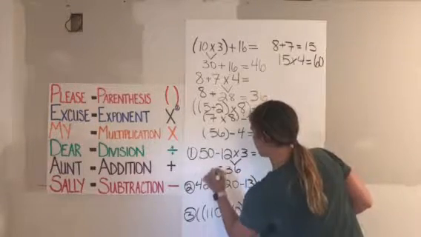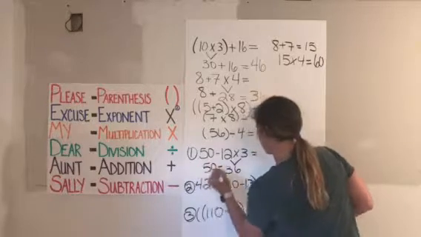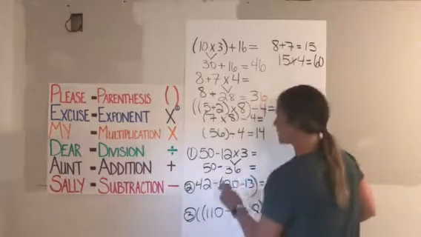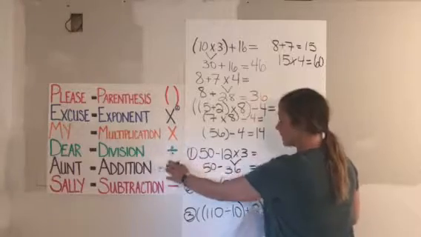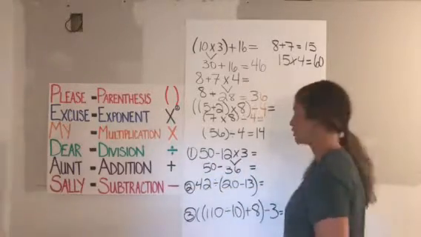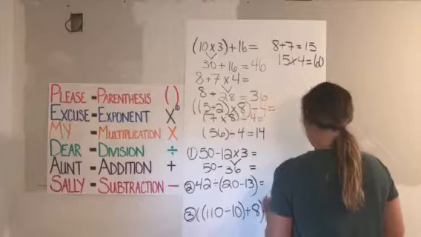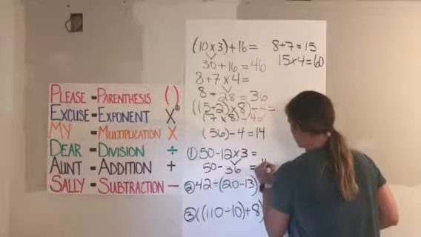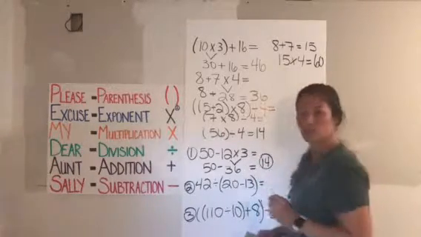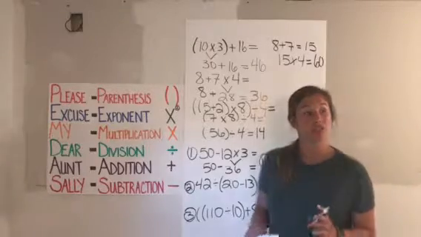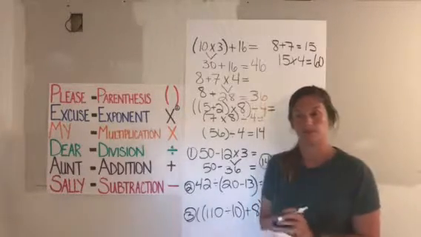And then you bring down the 50. So 50 minus 36. There's no division, there's no addition, and the last step will be the subtraction. So 50 minus 36 is the answer of 14. So that is the answer to number 1. How many students did get that right?